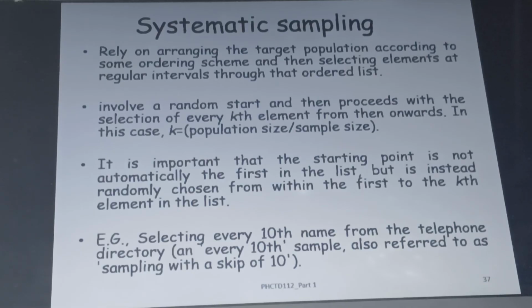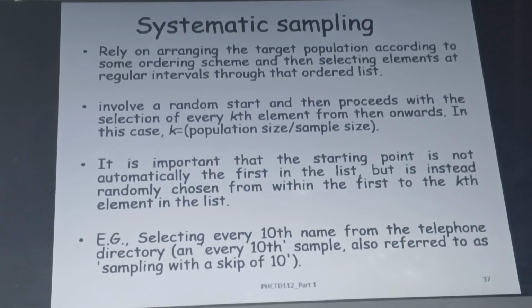So when you want to use systematic sampling, that means the target population must have been arranged according to order, and you now select those that you need from the list according to how they've been arranged. It will involve a random start initially, and then you proceed with the selection of every kth element from then onwards. In a situation whereby the population size is 10,000 and my sample size is 100, how do I get my K? That will be 10,000 divided by 100. From there, I'll be able to get my K.